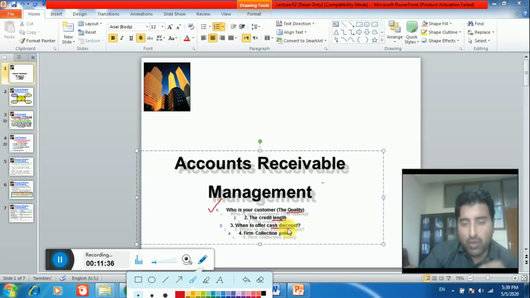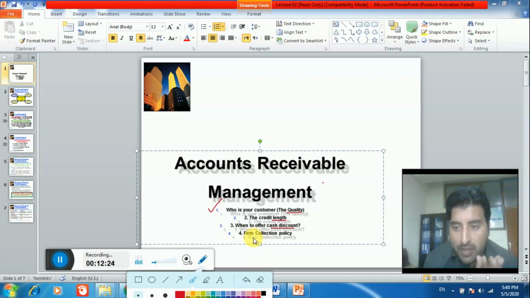I told you that businesses should not offer cash discount all the time. There must be a logic, a reason behind it. So the cash discount should be offered in some special cases. What are those special cases? Inshallah, I will talk about them. And the fourth is the firm collection policy. When you sell goods and then collect them back after a month or two, that's not an easy task. There are some strategies you must apply to collect the amount back on time without any risk and with no payment delay.